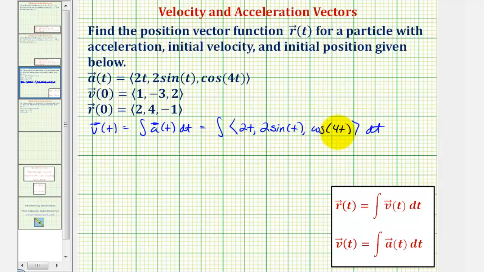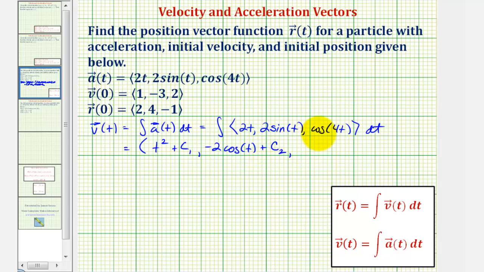And now we'll integrate each component with respect to t. So the x component would be the antiderivative of 2t, which would be 2 times t squared divided by 2, or just t squared, plus a constant, which we'll call c sub 1. The y component would be the antiderivative of 2 sine t, which would be negative 2 cosine t, plus, let's call it c sub 2.